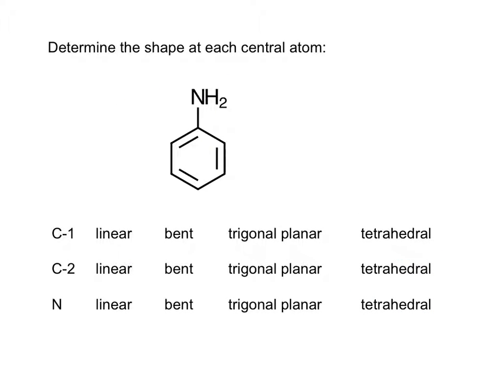So here's some more practice. Stop the video and determine the shape at each central atom. Carbon 1 is this carbon. Carbon 2 is either this carbon or that carbon, and also for nitrogen. So here are the answers.